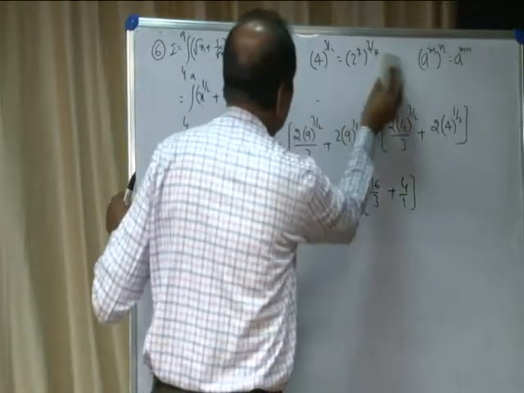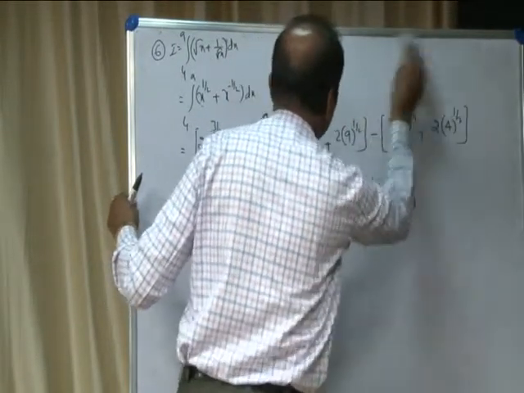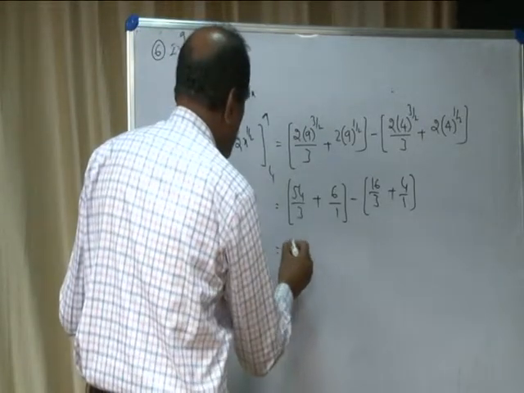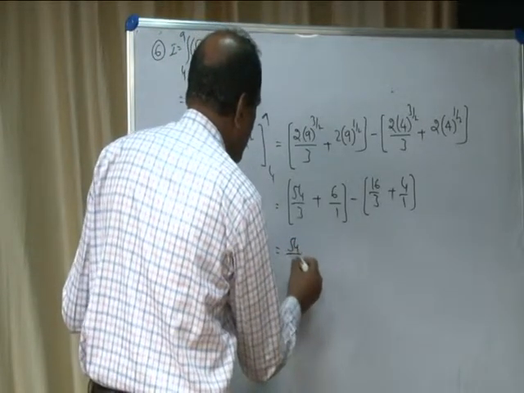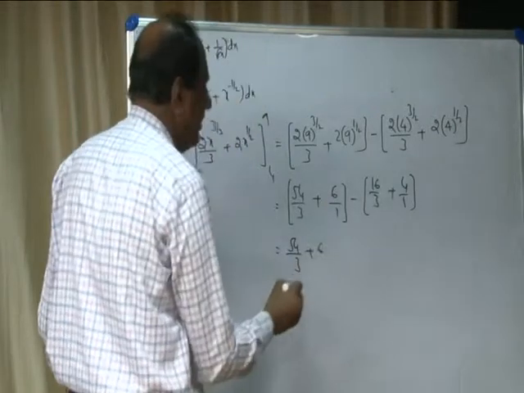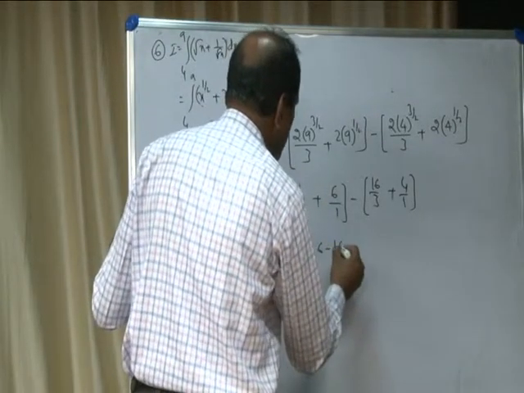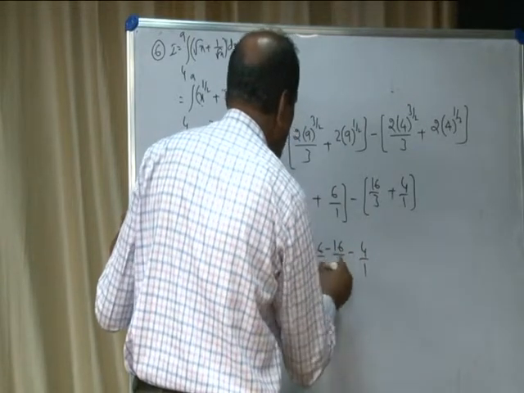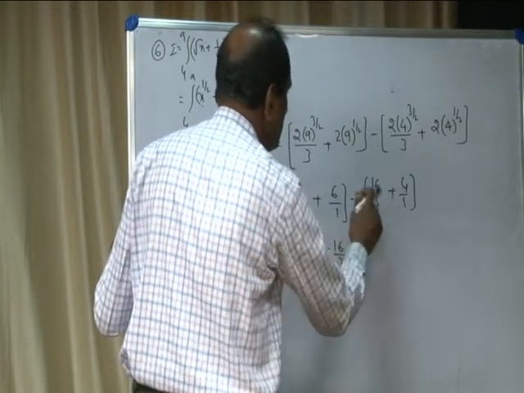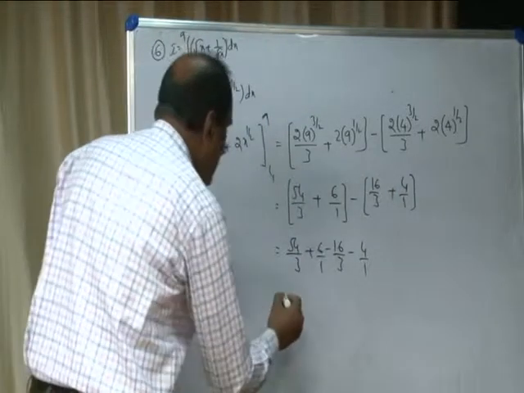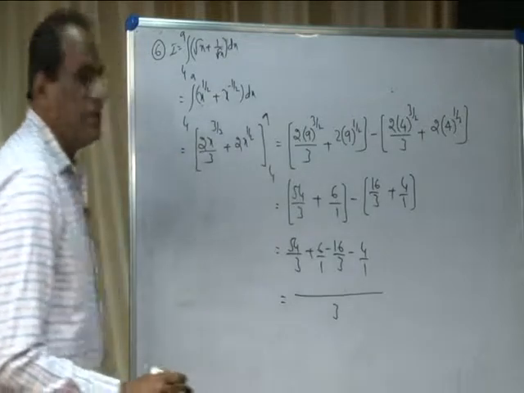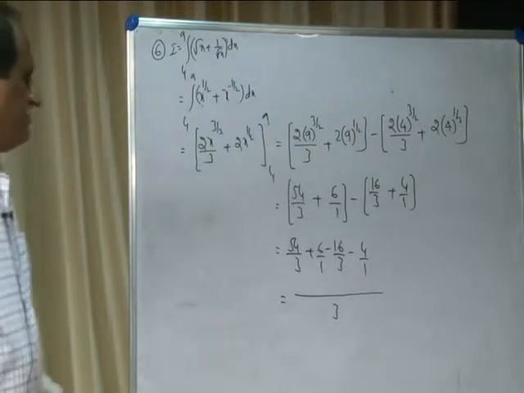Now, that is 54 by 3 plus 6 minus 16 by 3 minus 4 by 1, minus into plus is minus. What is the LCM for the denominators? That is 3, 1, 3, 1, LCM is 3.